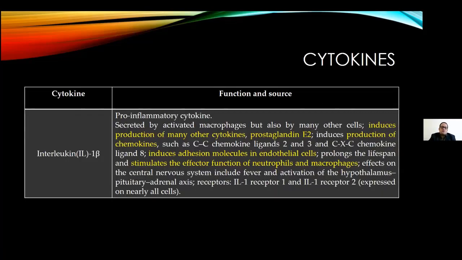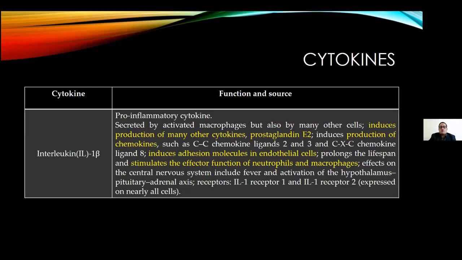I'll just take you through a few of the important cytokines which are found to have a commonality with respect to both diabetes as well as periodontitis. Of course, the most important and vastly studied cytokine is interleukin-1 beta. It is a pro-inflammatory cytokine. It induces the production of many other cytokines, as well as induction of prostaglandin E2.